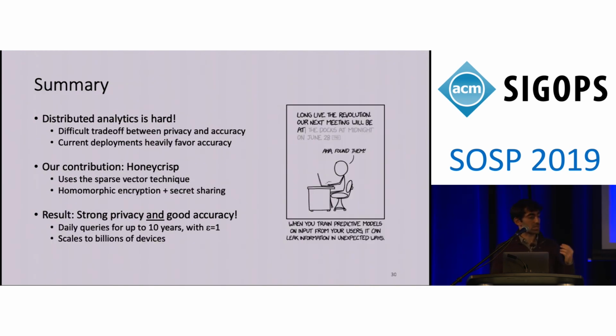So I'm just going to leave you with this summary. Distributed analytics is hard. There are often these difficult choices between privacy and accuracy that in practice heavily favor accuracy. And our contribution uses the sparse vector technique as well as this architecture of homomorphic encryption and secret sharing within a committee to give us both strong privacy and good accuracy that scales to billions of devices for a 10-year period. So happy to take any questions.